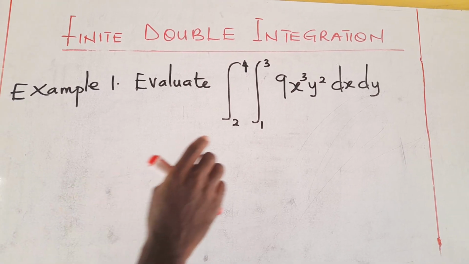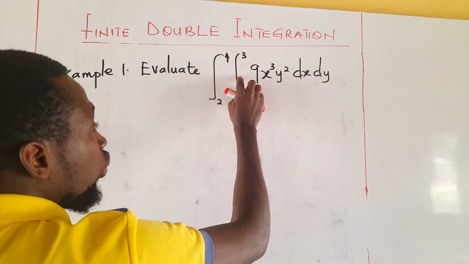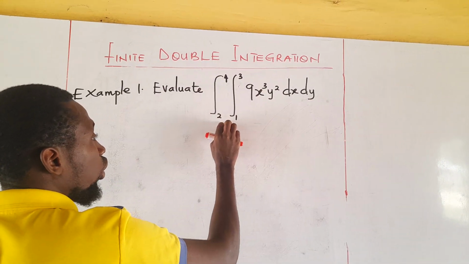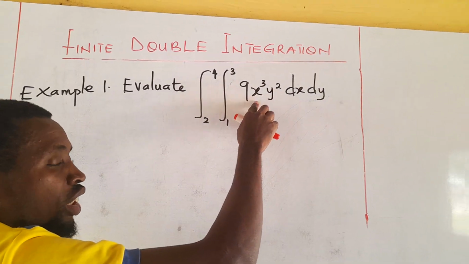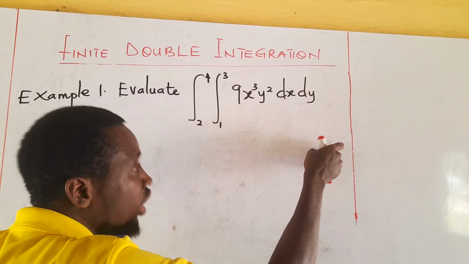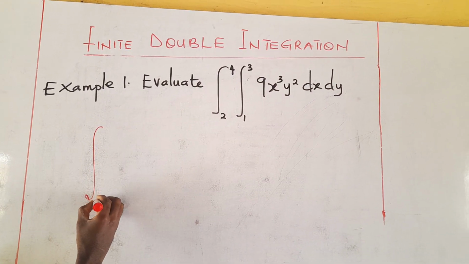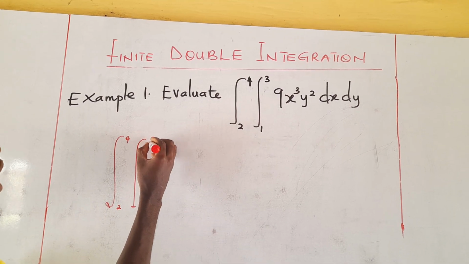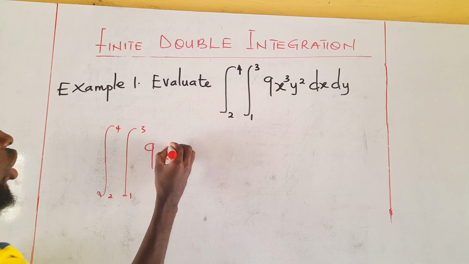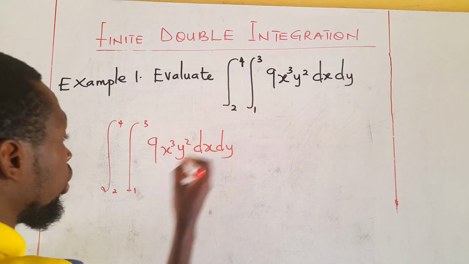So I told you that this will be for the dx, so for the x, then dy, this will be for it. When I perform integration with respect to one of the variables, the other variable is held constant. So we can say the integral from 2 to 4 and the integral from 1 to 3 of 9x cubed y squared dx dy is our problem.